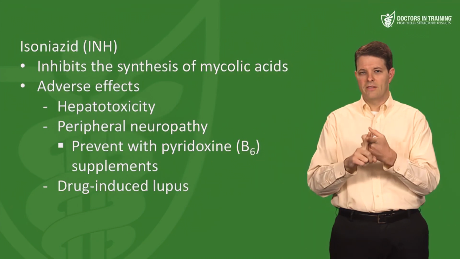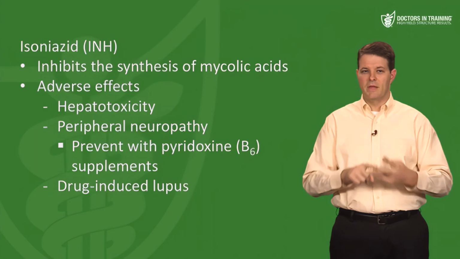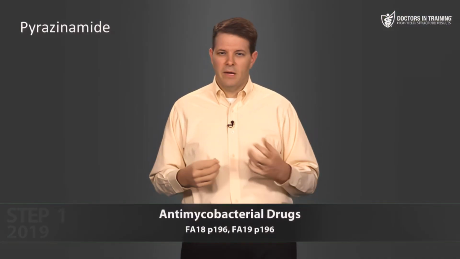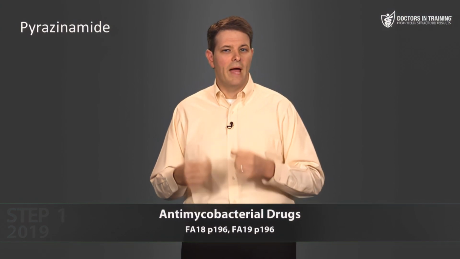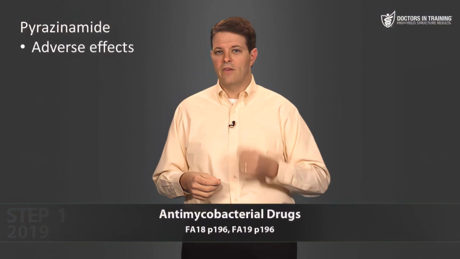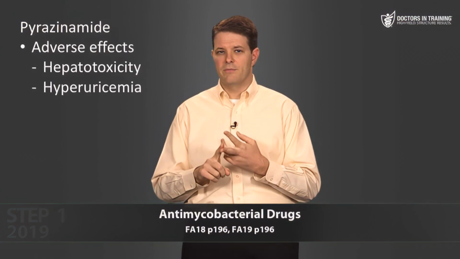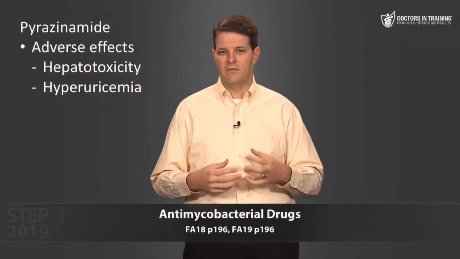Definitely remember hepatotoxicity and peripheral neuropathy, and then the B6 supplement to prevent that peripheral neuropathy. Now, our next drug is pyrazinamide. Its mechanism of action isn't clearly understood, but it's used as part of this initial treatment regimen for active TB. Then the adverse effects that you need to remember include hepatotoxicity again and hyperuricemia. Now, the hyperuricemia is usually asymptomatic, although it can lead to some flares of gout.